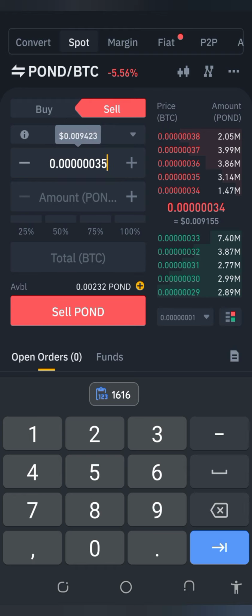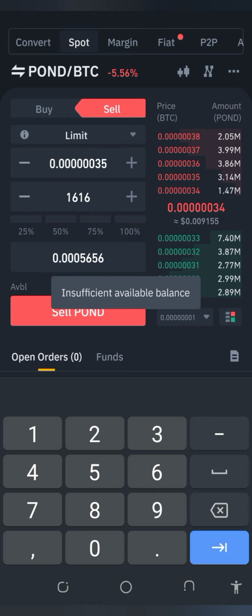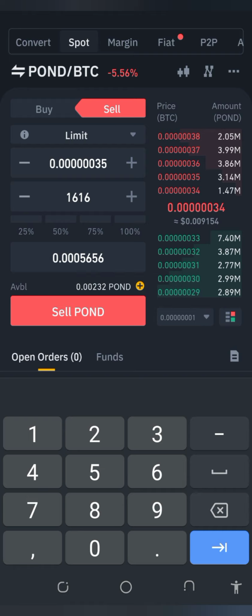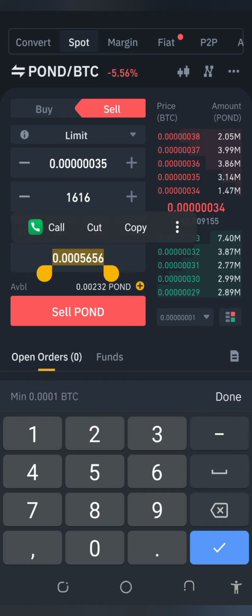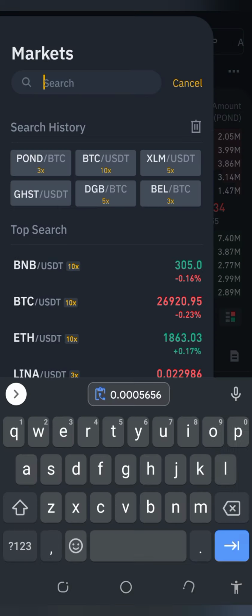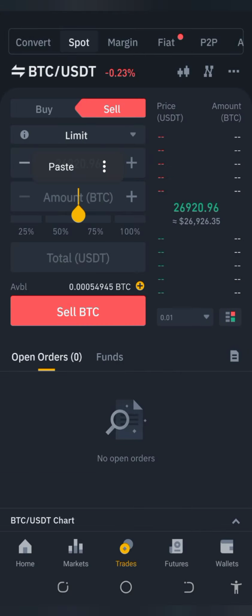3.5, okay? Can you see this? Right, so if I now put in my 1616 here, that means this is what I'm going to get. Great. So if I'm going to get this amount, I'm going to go over to BTC and see what the difference is. That's what's going to give me the amount I'm going to sell my USDT as. So let's go to this place and check it out.